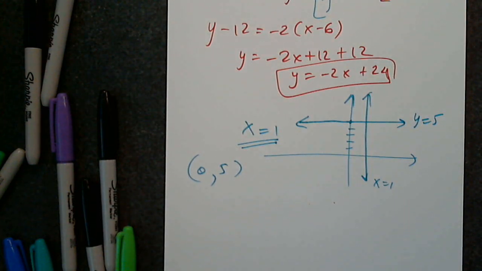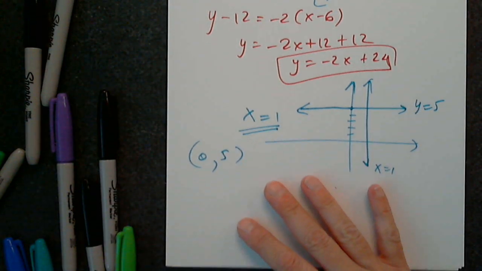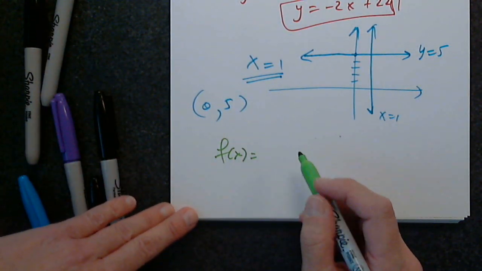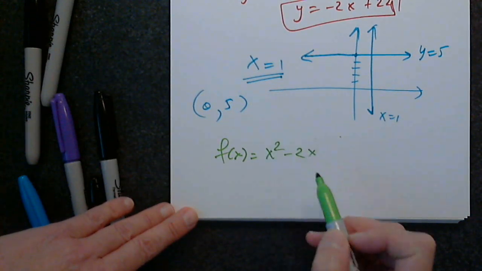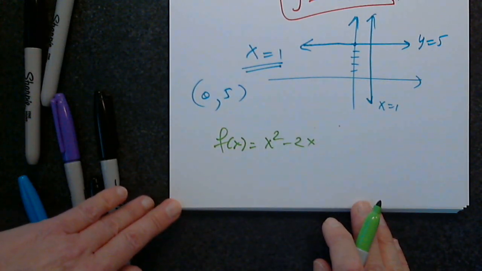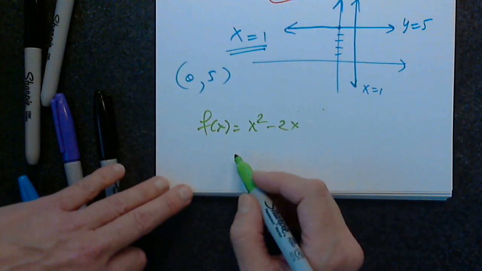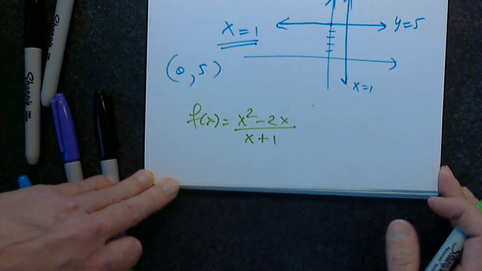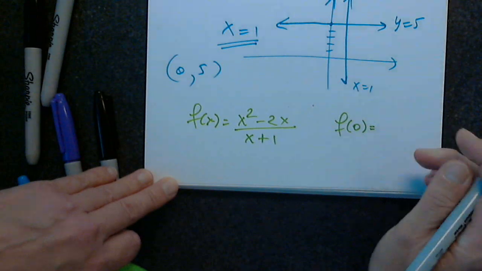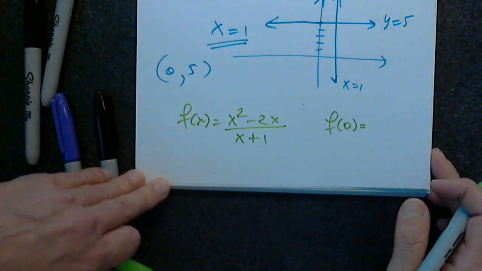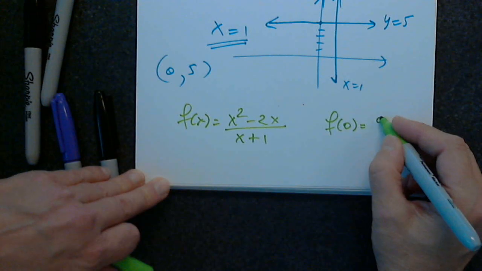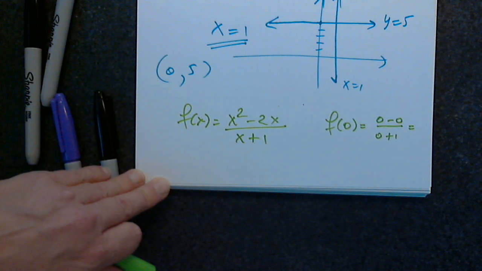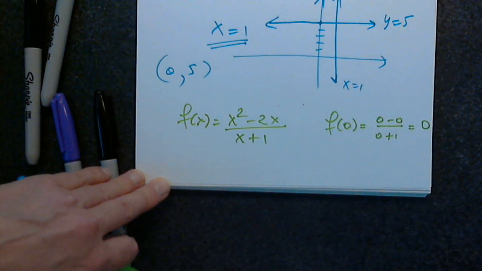Very good question. Excellent. Next question that I would like to review with you is, we're given f of x, and let's say we have (x squared minus 2x) over (x plus 1). What if I ask, please find f of 0? What will you do? Excellent. 0 minus 0 over 0 plus 1. How much is this? 0. Very good. The top is 0. The denominator is 1. 0 over 1 is 0.